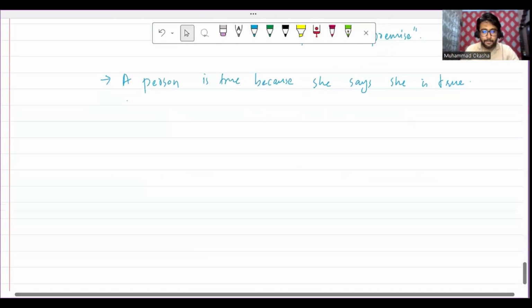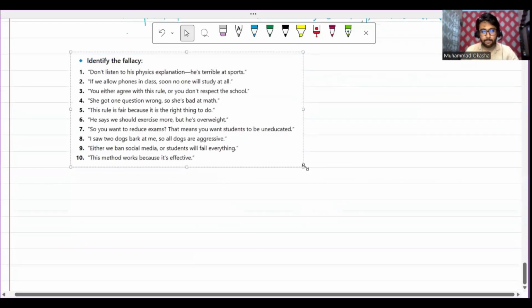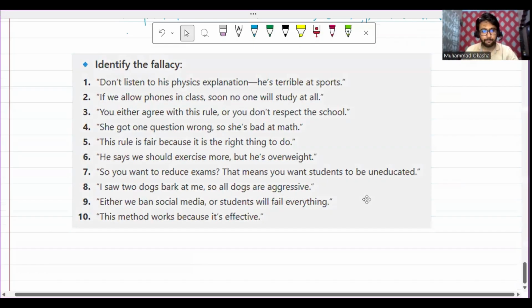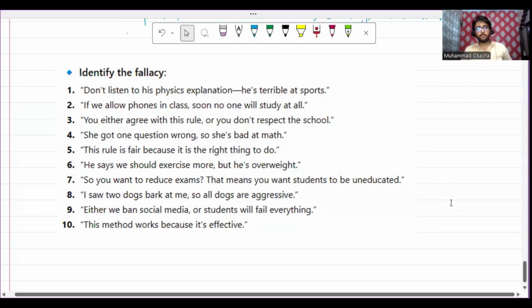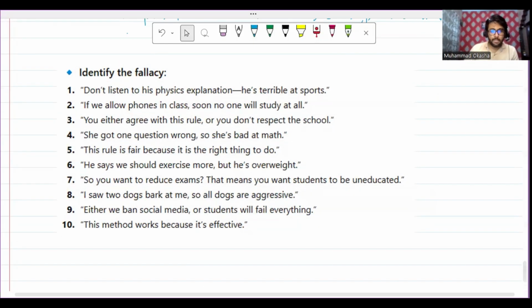Okay, I'll give you a few statements and let's see which fallacy people are making. And you can see the people making these fallacies all the time around us. Okay, so let's see. Don't listen to his physics explanation. He's terrible at sports. Now think about this.